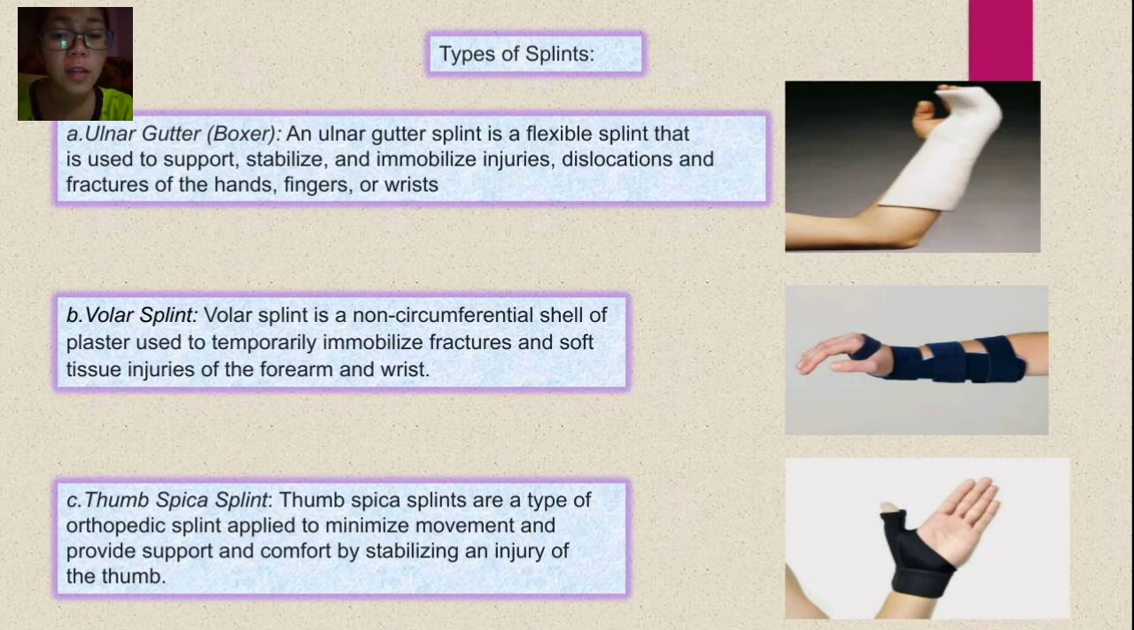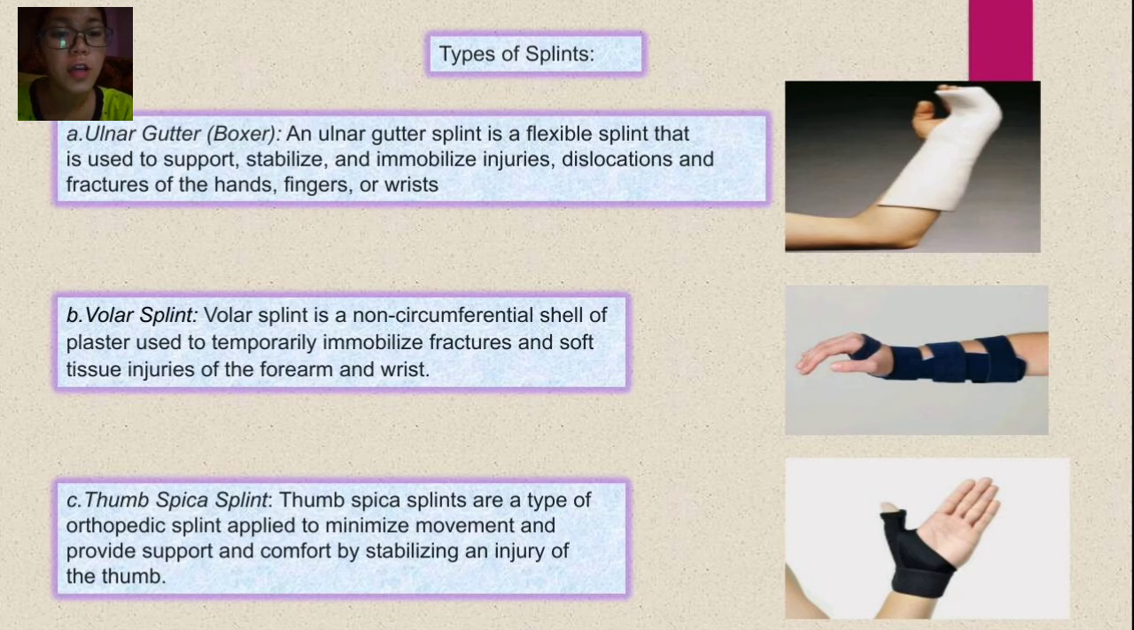So, the ulnar splint is for the fingers or the ring finger. Then, the volar splint is for the palm or foot, which also reduces pain and helps the injury heal faster. So, splints are usually applied to reduce movement and provide support and comfort by stabilizing an injury.